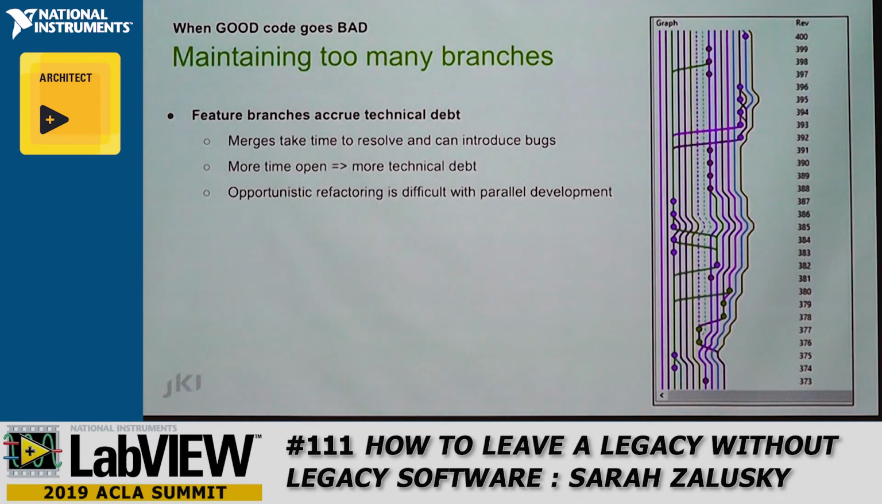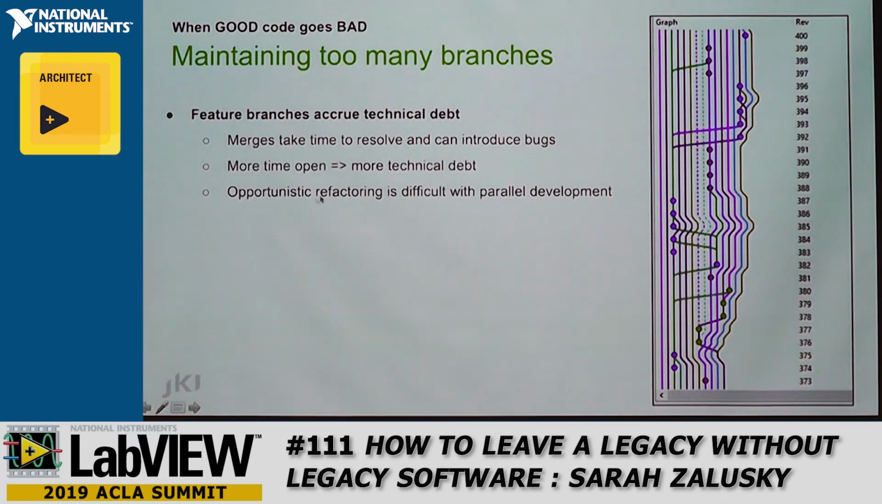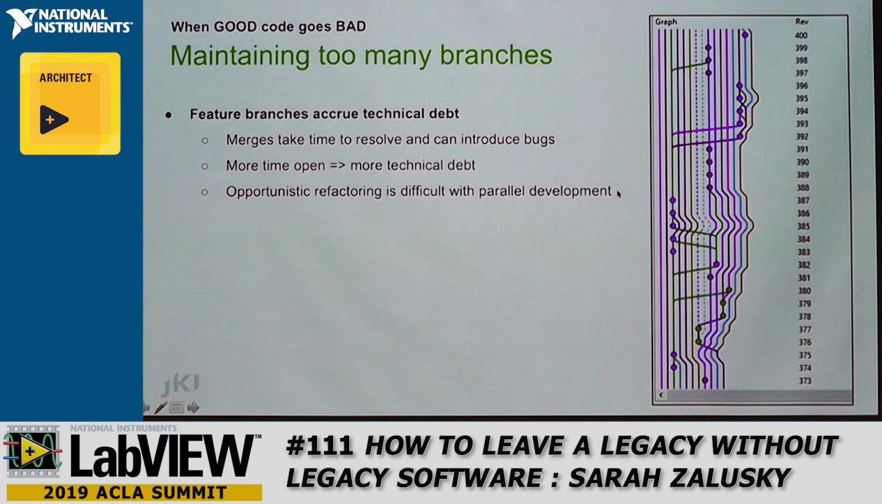Another downside to having a lot of feature branches is that the opportunistic refactoring we were just talking about becomes more challenging, because I need to really only make changes to those few VIs that I need to implement my feature. Otherwise, the merging process is going to become even more difficult. So this is something to keep in mind.